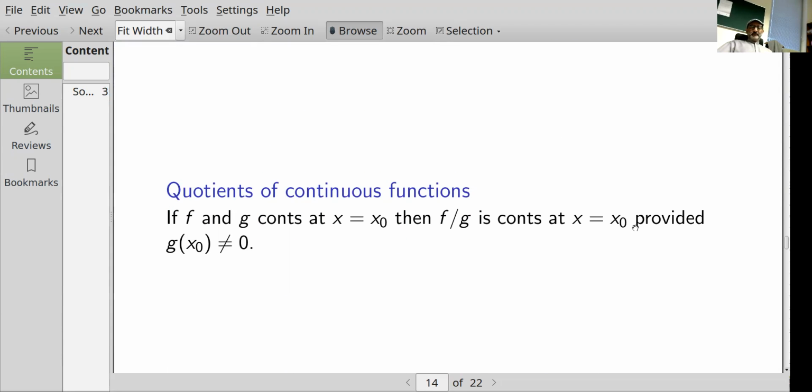Quotients of continuous functions. Have to be a little bit careful when you're dividing. You don't want to divide by 0. So if f is continuous at x equals x naught, and g is continuous at x equals x naught, then f divided by g, the new function f divided by g, is continuous at x equals x naught, provided that g of x naught is not equal to 0. Okay?